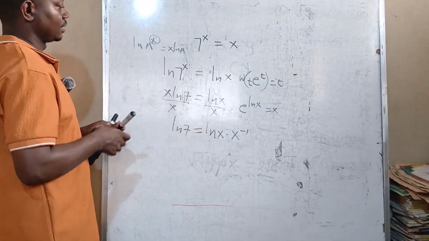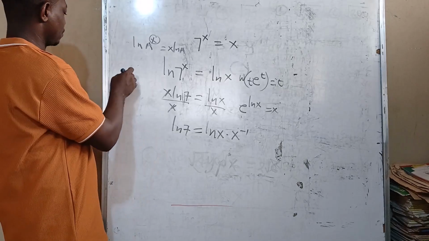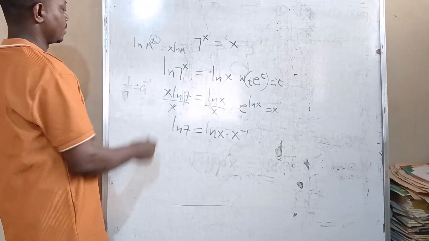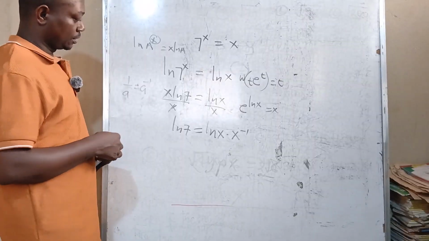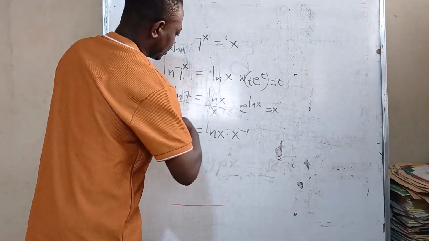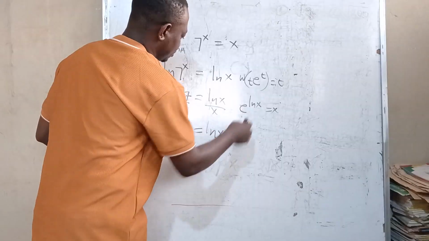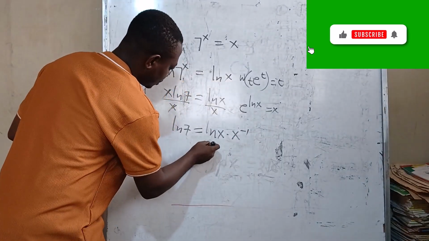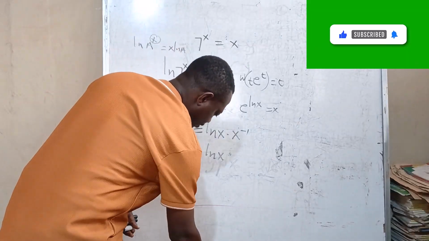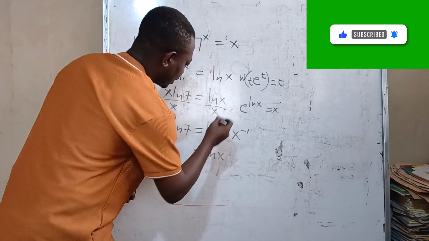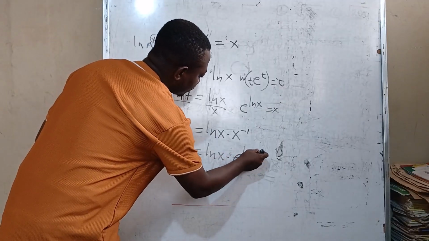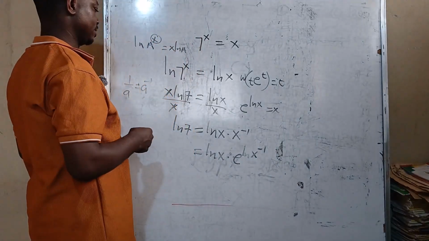Just as when we have 1 over a, 1 over a is the same as a to the power minus 1. Okay? We can support this per this property: ln of x times e raised to ln of x to the power minus 1.